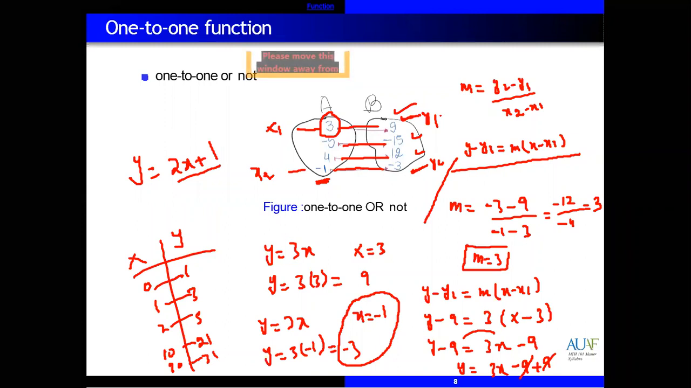No, actually, first we have a function, then the type of function, the one-to-one function. If a relation is not a function, how can you say that it is one-to-one? You can say one-to-one relation, but not one-to-one function. A one-to-one relation is possible, but a one-to-one function is not possible. If a relation is not a function, you cannot say that it is a one-to-one function.